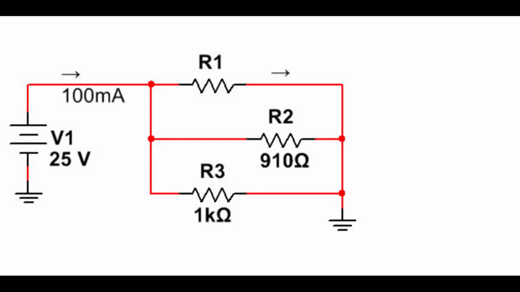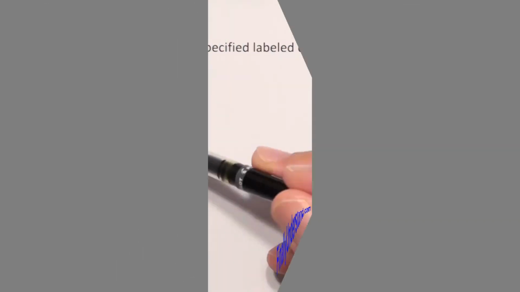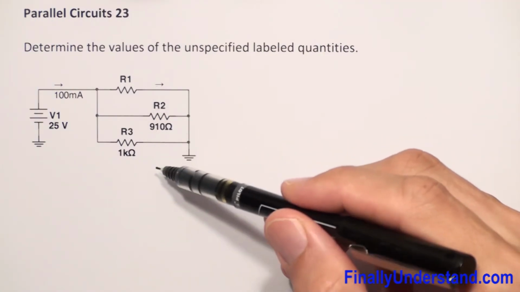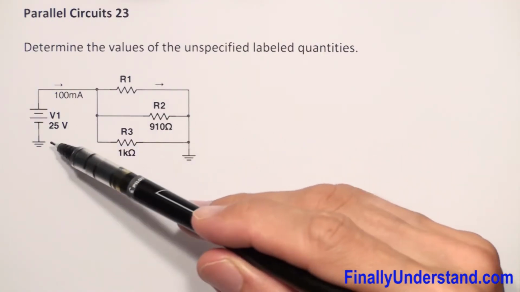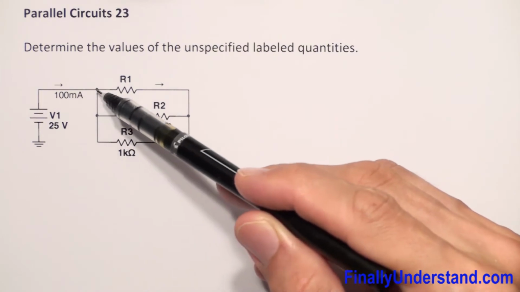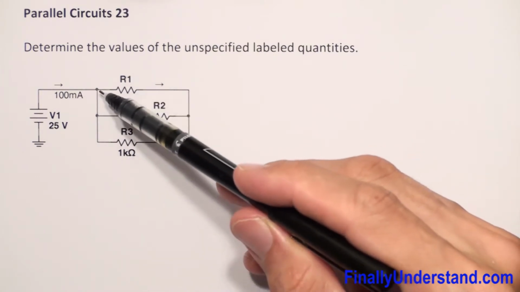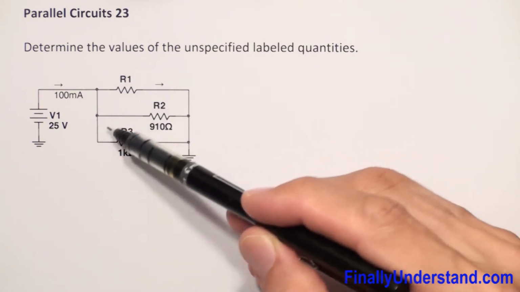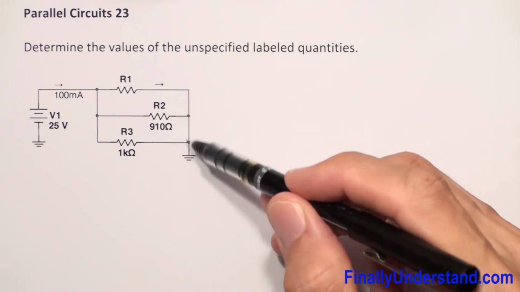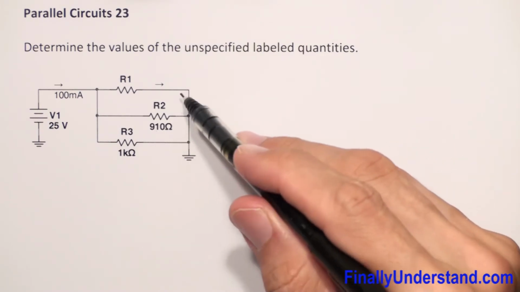Let's take a look at this example. We have 3 resistors which are connected in parallel. Okay, why in parallel? Because total current is going to split into 3 currents, and is going to get back at the other end of the circuit.